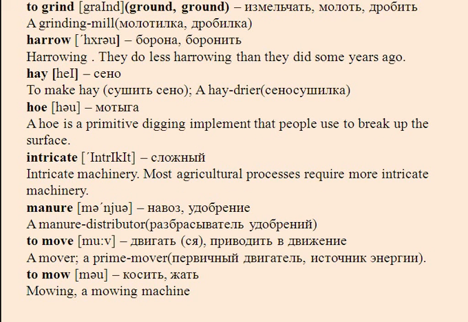To grind, ground, also неправильный глагол. Измельчать, молоть, дробить. Grinding mill, дробилка. Harrow, борона, боронить, harrowing. They do less harrowing than they did some years ago. Hay, сено. To make hay, сушить сено. A hay dryer, сеносушилка. Hoe, мотыга. A hoe is a primitive digging implement that people use to break up the surface.